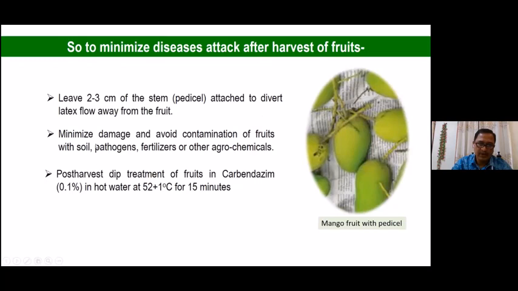Minimize the damage, and avoid contamination of fruits with soil pathogens, fertilizer and other agrochemicals. That can be done by washing the fruits after harvesting. Then post-harvest dipping is also helpful to eliminate the stem end rot disease of mango.